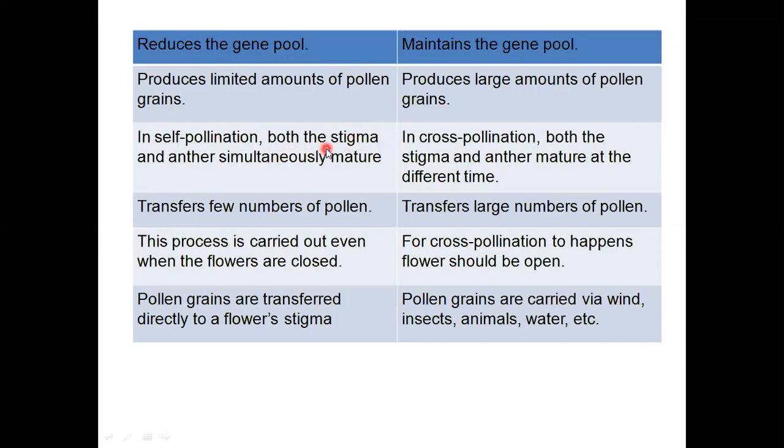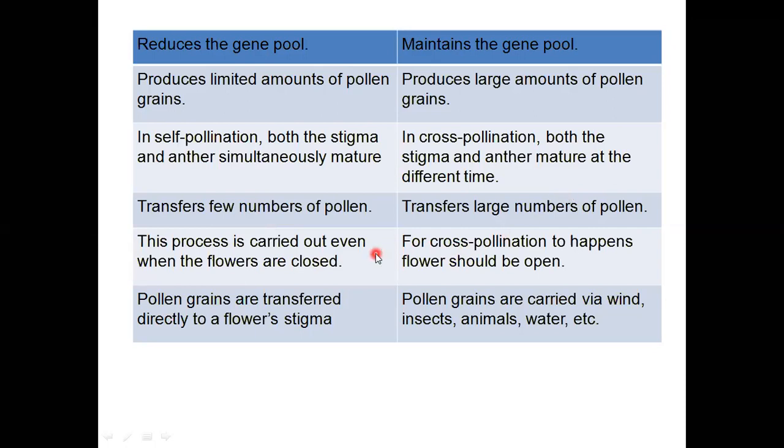In self-pollination, both the stigma and anther mature simultaneously, meaning the maturity period is the same. In cross-pollination, the stigma and anther mature at different times because it happens on different plants, so the maturity period is different. In self-pollination, only a few pollen are transferred, and in cross-pollination, a large number of pollen are transferred.